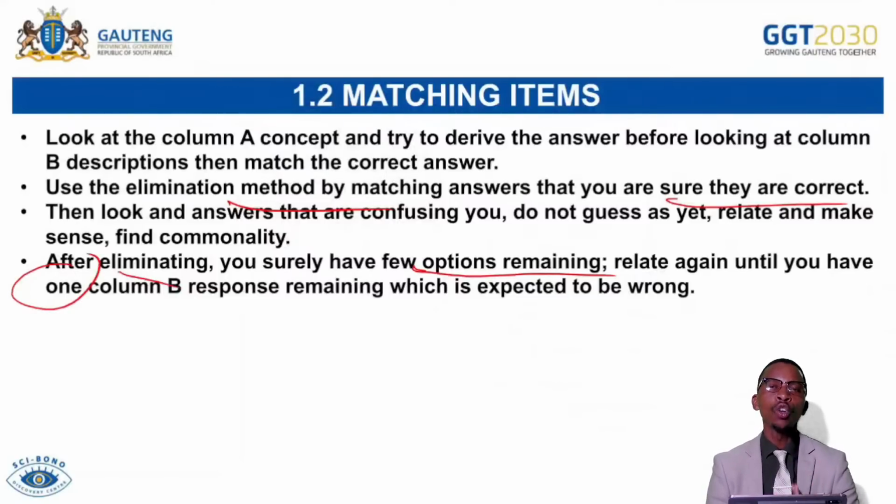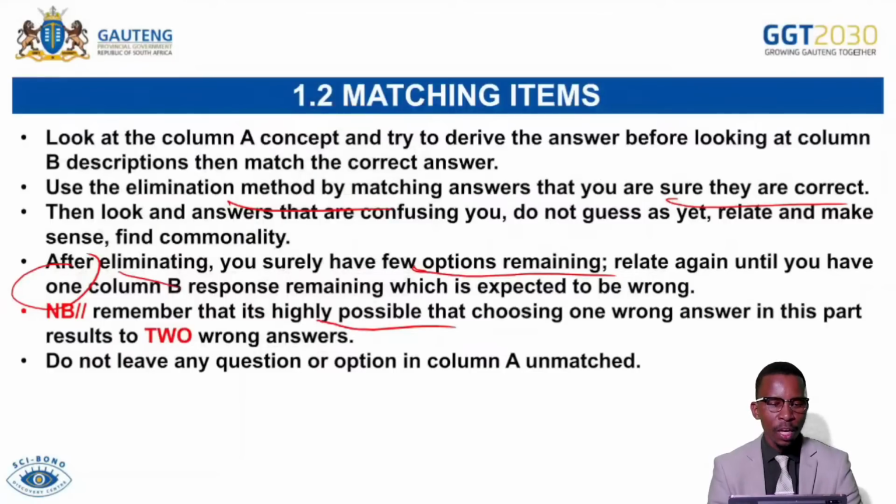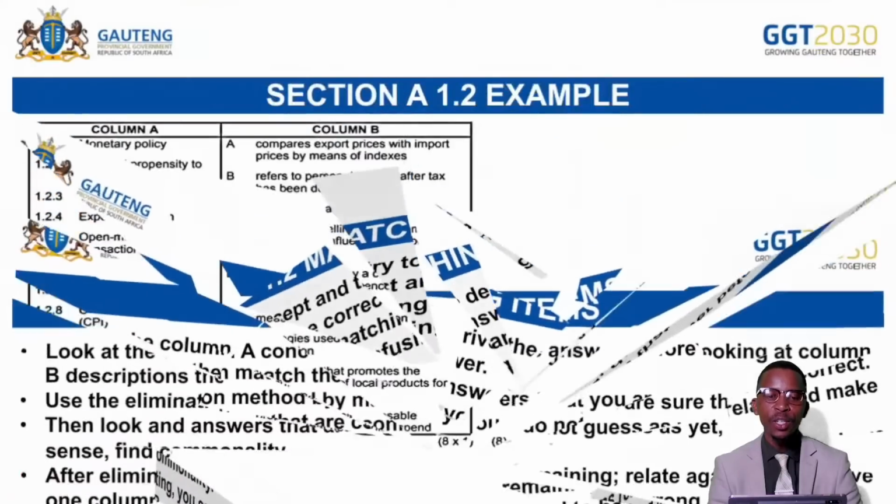Remember, in this situation in column B, one answer is expected to be wrong, and then 8 must be correct. Then should you really choose one answer which belongs somewhere and put it somewhere else, you have already lost 2 marks. So ensure that you do things accordingly. And remember that it's highly possible that choosing one wrong answer in this part results in 2 wrong answers. So avoid such, because it will cost you. Do not leave any question or option in column A unmatched. Match both options in there to get your 8 marks. These are easy marks to get because the answer is in your eyes. So please avoid guessing. Do the right thing.